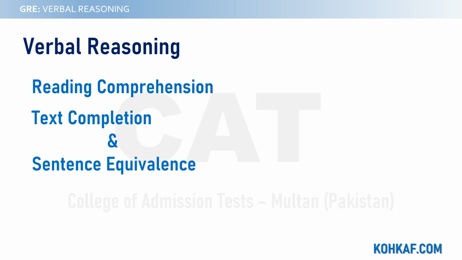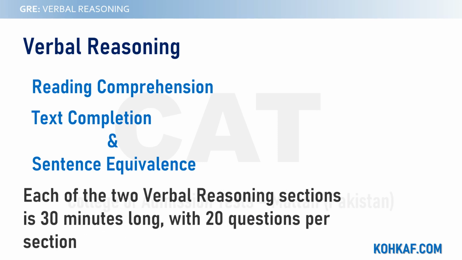Text completion questions ask you to fill 1 or more blank words in a given text, and sentence equivalence questions ask you to choose 2 potential words that could go in a given blank in a sentence. Text completion and sentence equivalence questions are similar to the fill-in-the-blank vocab questions on the SAT, except for the GRE, the obscure vocab words are ramped up to 11 and the rules, applied to find the answer, are even weirder. Each of the 2 verbal reasoning sections is 30 minutes long, with 20 questions per section.